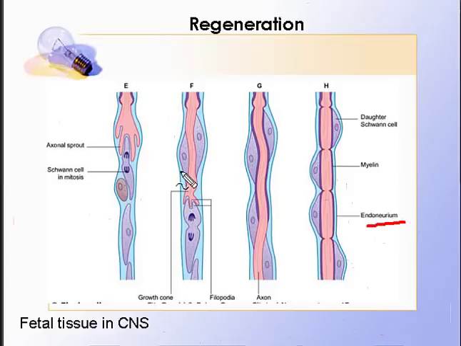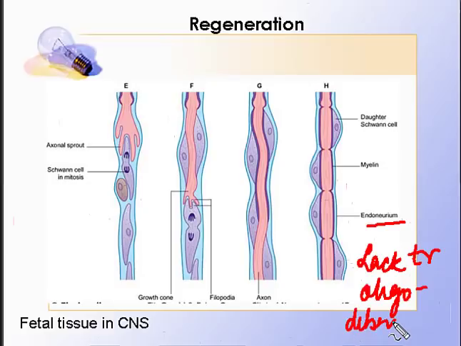In the central nervous system, there is a lack of tropic factors. The oligodendrocytes produce breakdown products which inhibit growth, and because the debris is removed slowly, regeneration is not possible, which is why you use fetal tissue to help promote regeneration in the central nervous system.